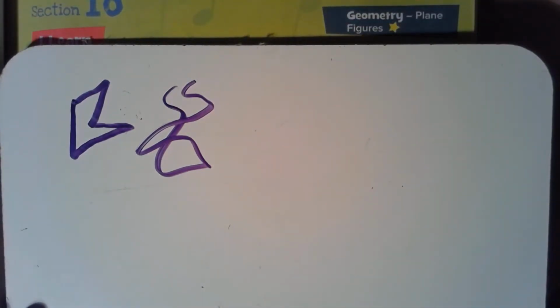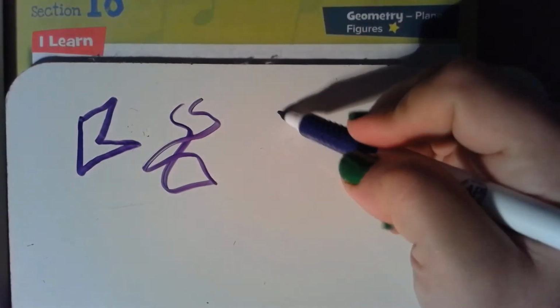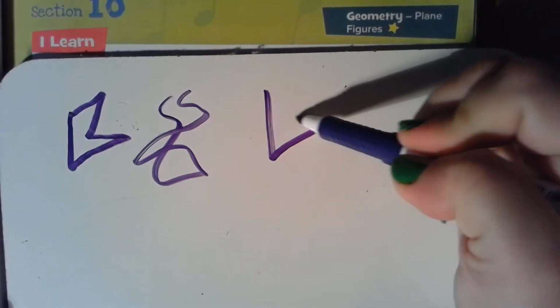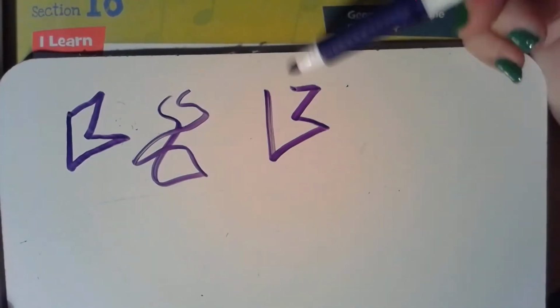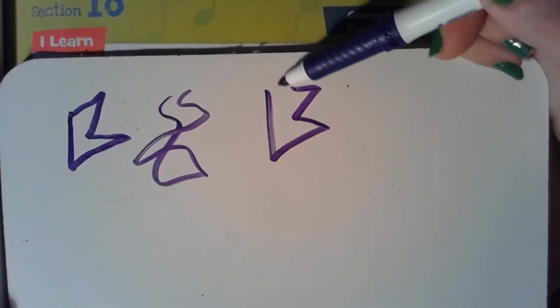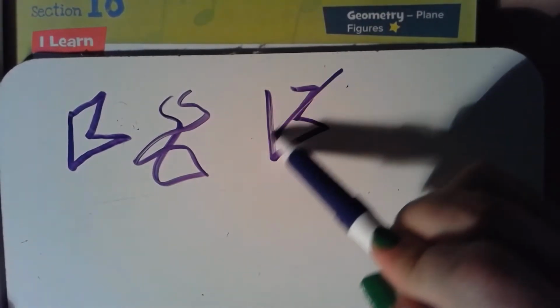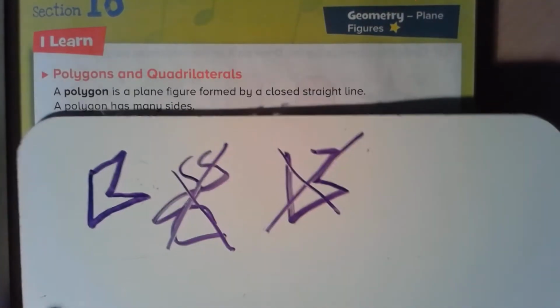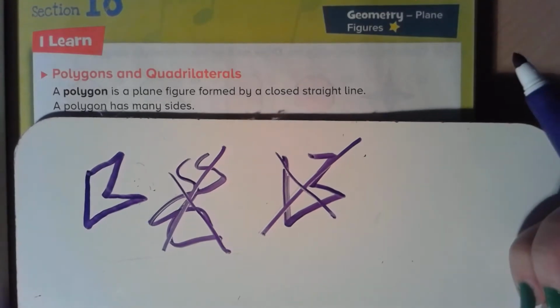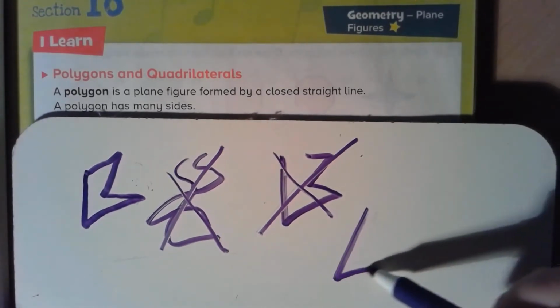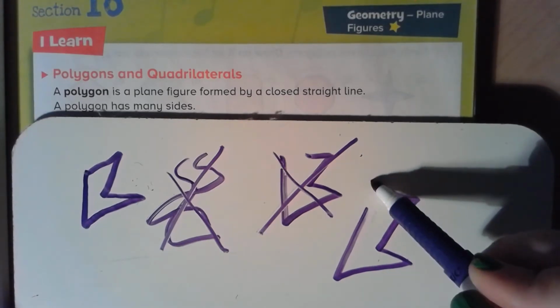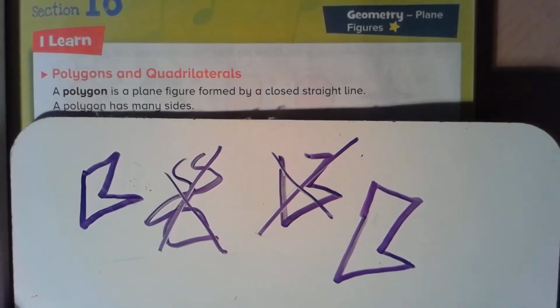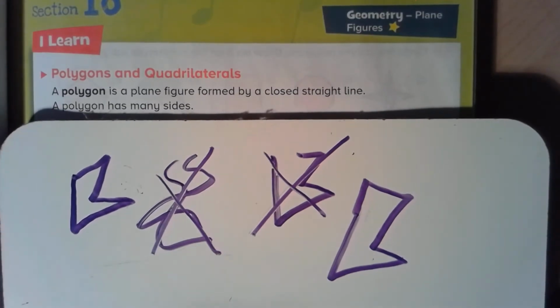A squiggly line is not a polygon. Also, if you had, let's say, straight lines, but they do not meet, that means you can just get inside of it, that is also not a polygon. All right, so only polygons are formed by closed straight lines and they have many sides. Okay, I think that makes sense.